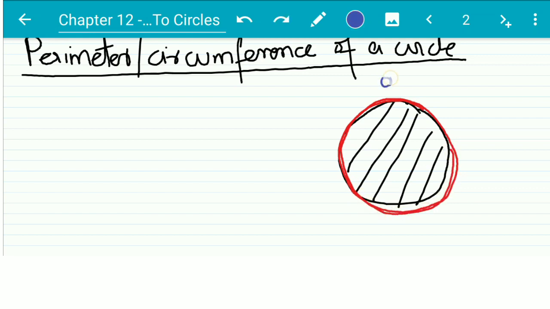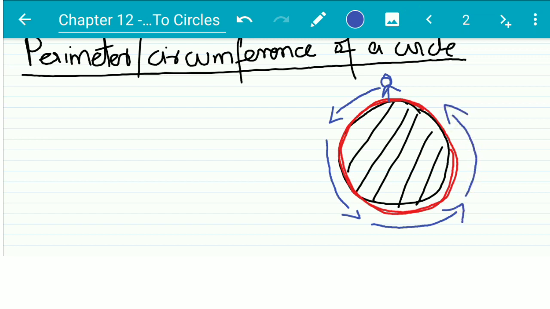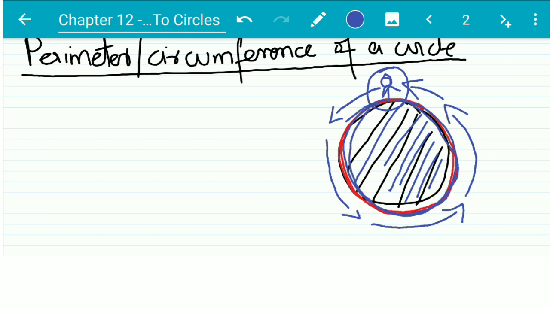See, suppose a boy is standing over here and he is walking through this region like this. So when he completes one round and reaches back to his initial position, at that particular time the distance covered by that boy is what you call as the circumference of the circle. That means the length of the outermost region. Inner part you call as the area of the circle. The outer length of this region is what you call as the circumference of the circle.